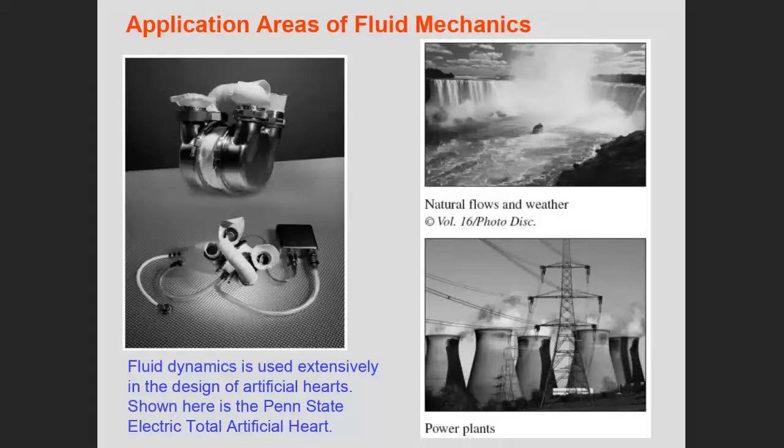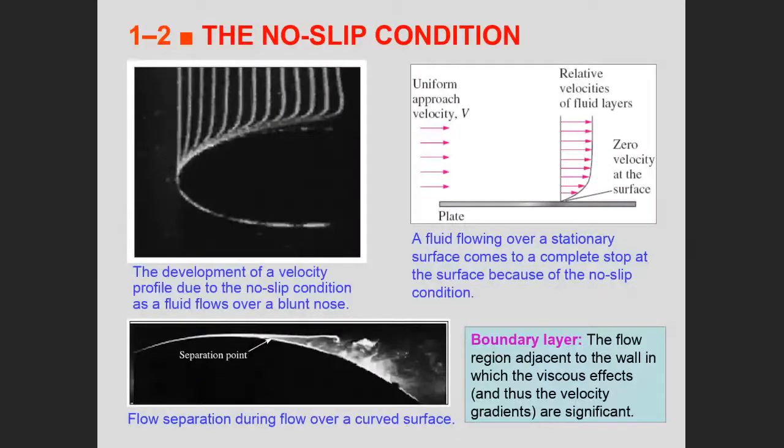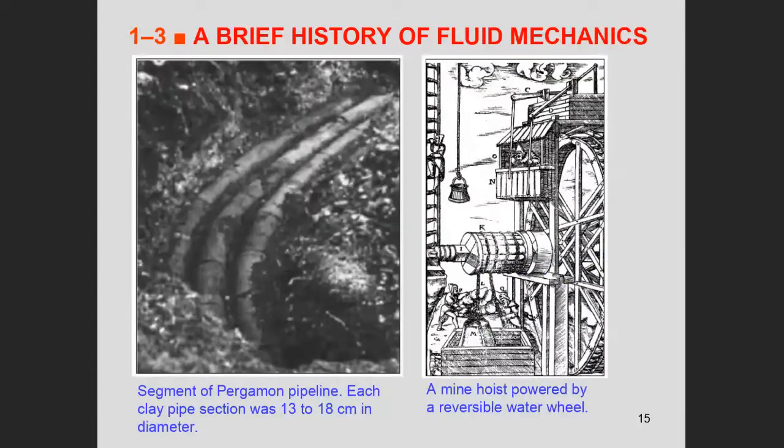We went into applications of fluid mechanics, and there are many applications, as you can see. We introduced the no-slip condition, and we said this is a very important point in fluid mechanics. Close to the wall, the velocity of all those molecules or atoms attached to the wall is zero, and therefore something called a boundary layer develops close to the wall.